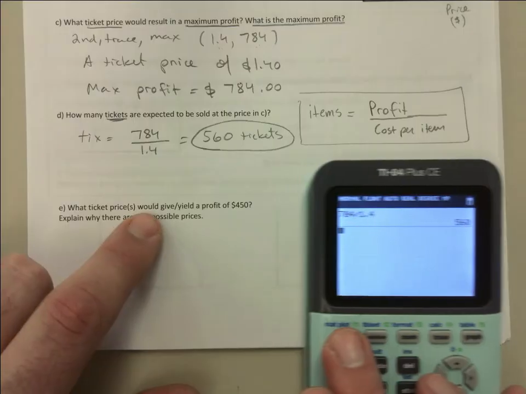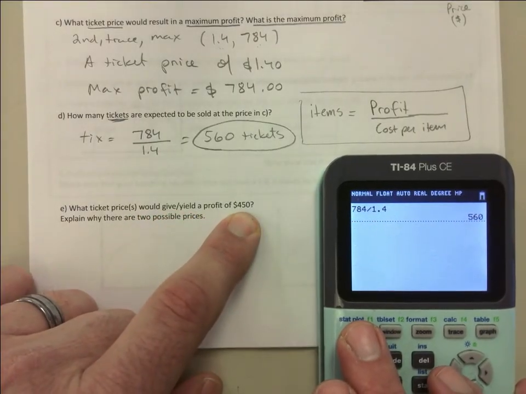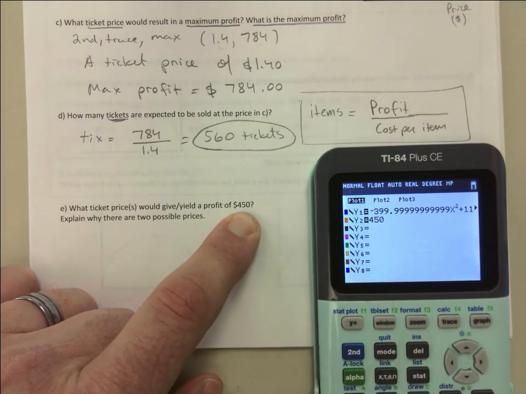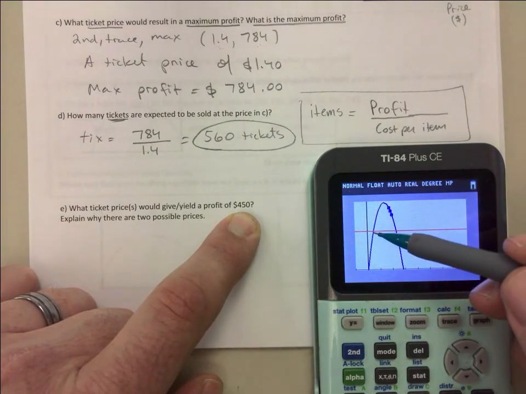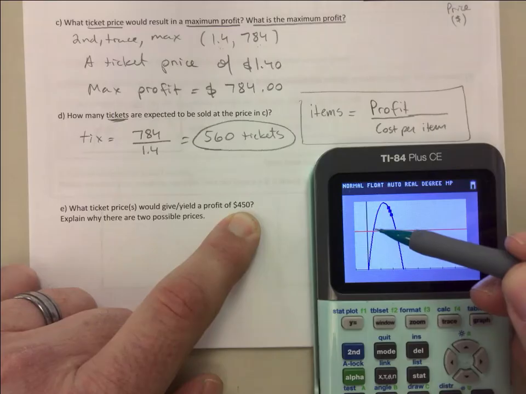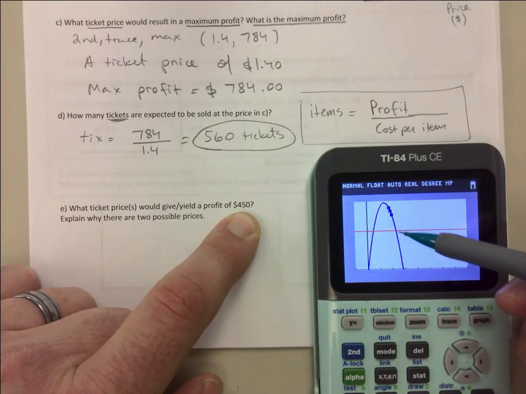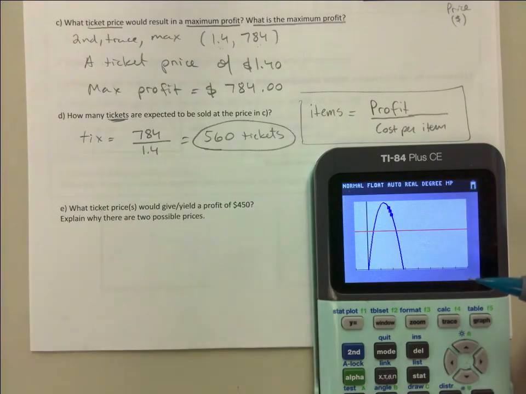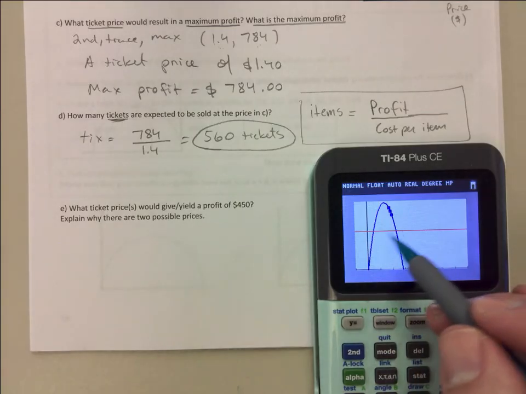What ticket price or prices would give a profit of 450? Profit is 450. You can make a profit of 450 charging a price that you're going to find here, or you can charge more, and in both instances make 450. Yes? Round down or up. Yeah, but that whole number is what needs to happen there. So I find both of these prices.